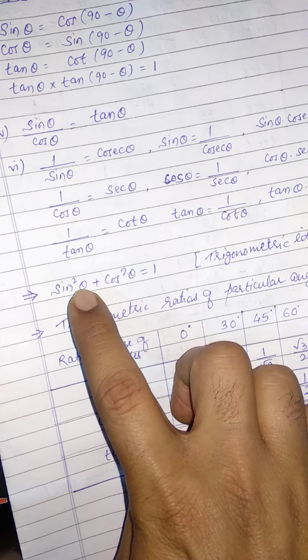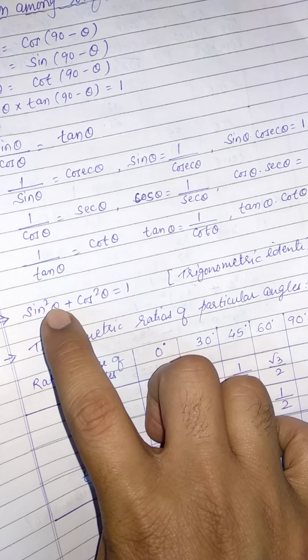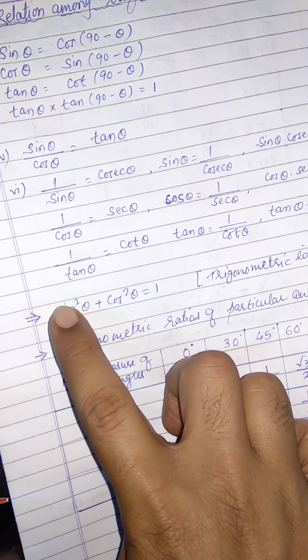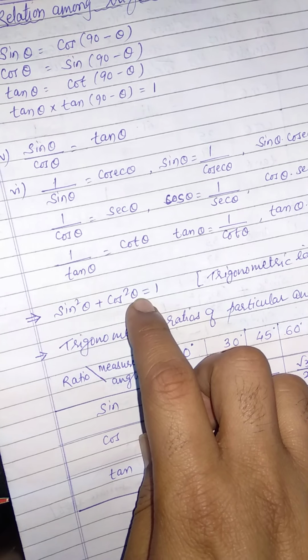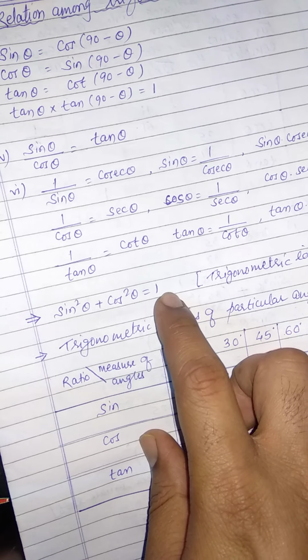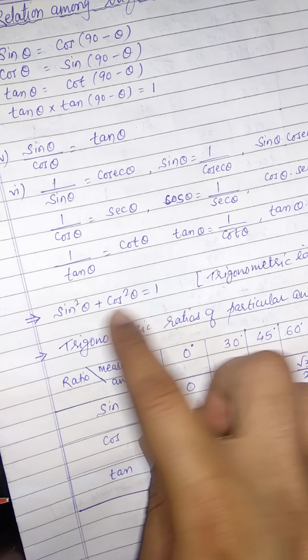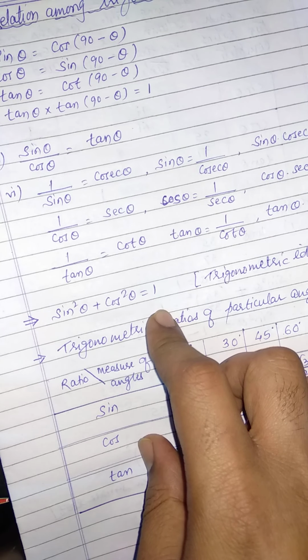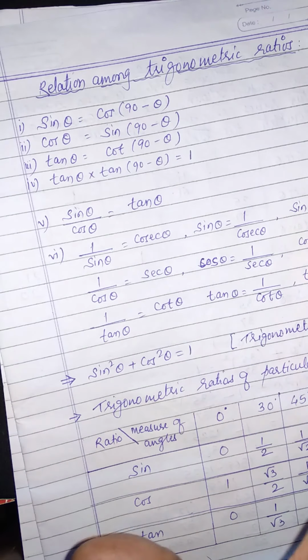And the next formula is also called a trigonometric identity. That means it is true for any value of theta. So sin square theta plus cos square theta is always 1. This is called a trigonometric identity. It is an equation also. So we will use this formula to solve different types of sums.